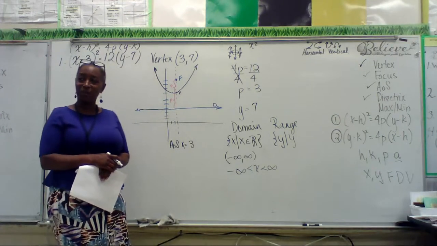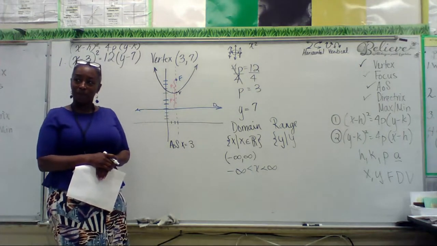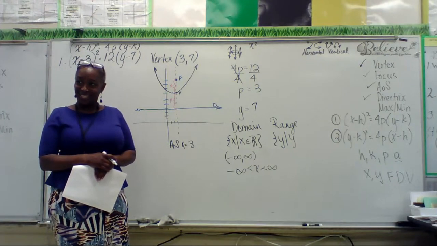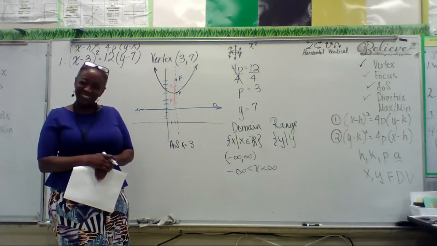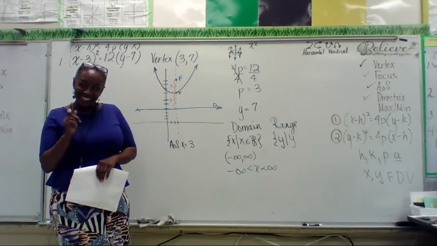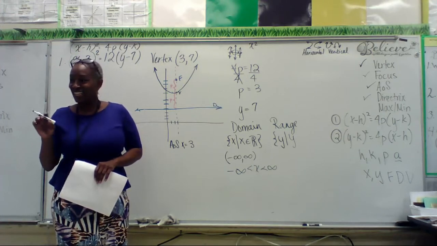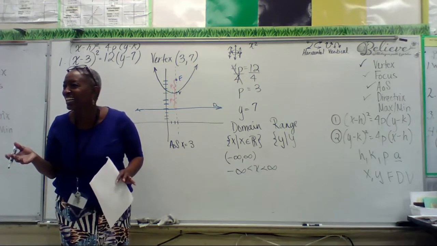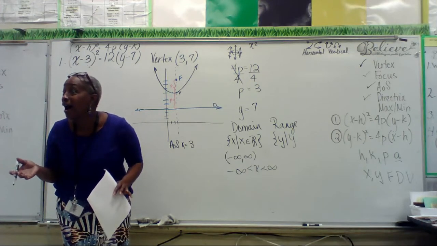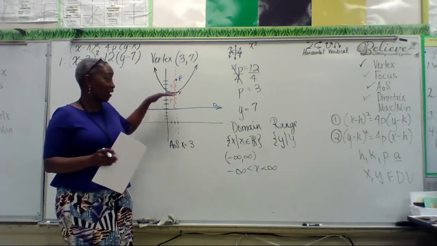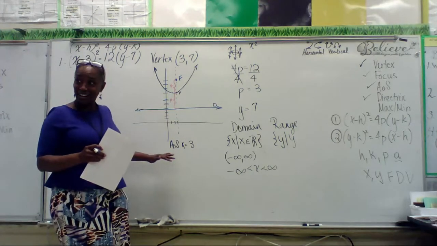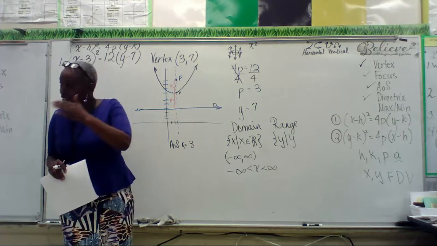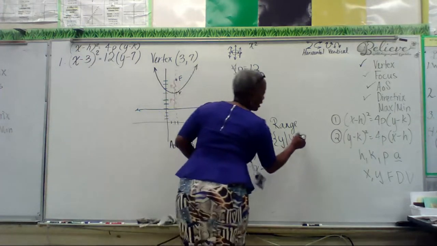It's 7. Right now, greater than, less than? Which one? Less than 7? You mean to tell me this graph is less than 7? The graph is down here. More than 7. Well, we don't say more than. We say greater than or equal to. Thank you, Mr. Sutton. Greater than or equal to 7.